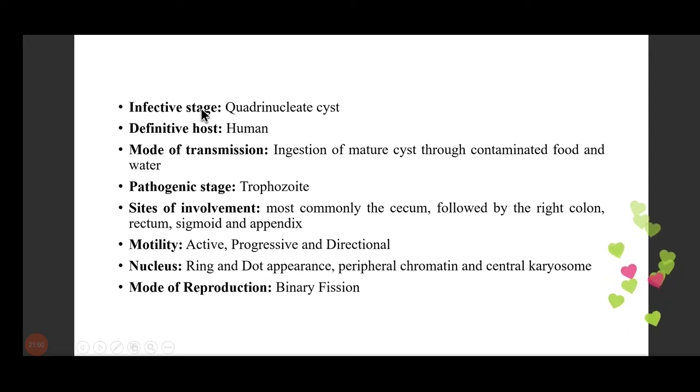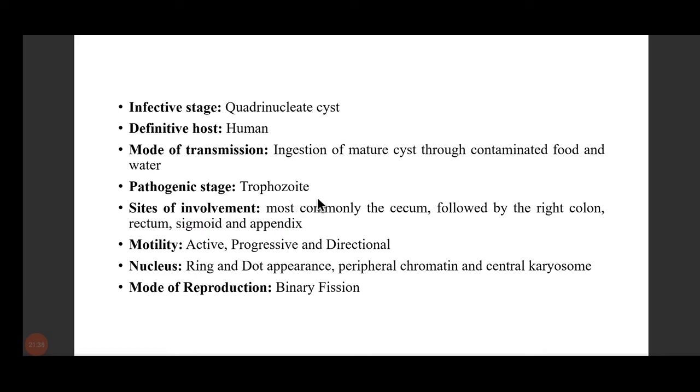Okay. So the infective stage is a quadrinucleate cyst, which is the mature cyst, because the immature cyst consists of only one nucleus. The mature cyst consists of four nuclei. The definitive host is human because we are fond of eating outside food, street food. Mode of transmission: ingestion of mature cyst through contaminated food or water. Pathogenic stage is trophozoite. You have already told me.